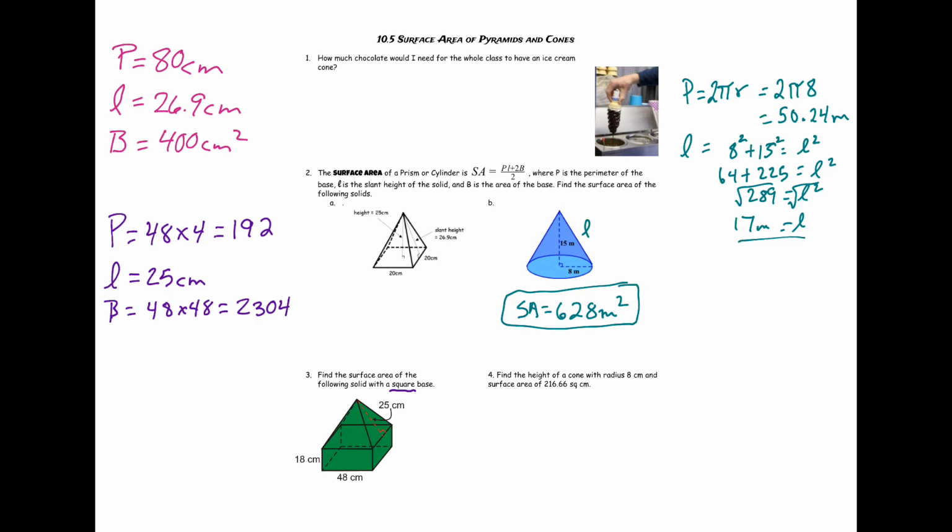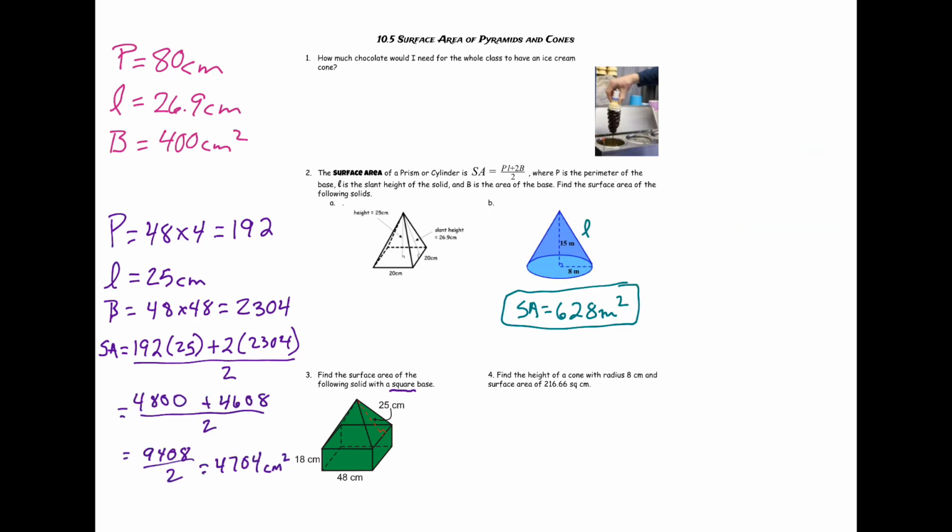All right, perfect. Now that we have that information, we can find the surface area of the pyramid. So, surface area equals 192 times 25 plus 2 times 2304, all over 2. See if you can finish the problem on surface area from here. Go ahead and pause the video. All right, that leaves us with 4,704 centimeters squared. Go ahead and follow my work there if you have any questions.